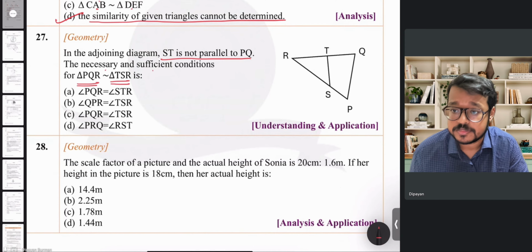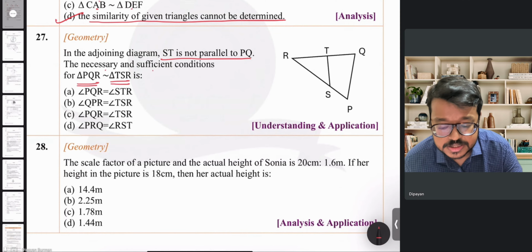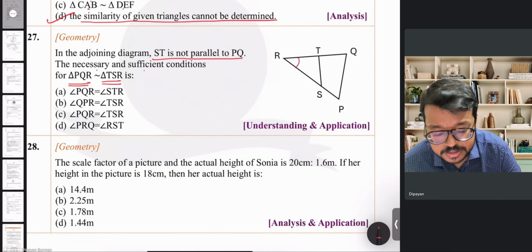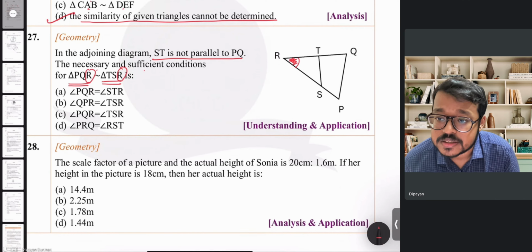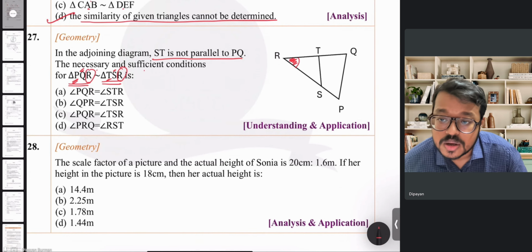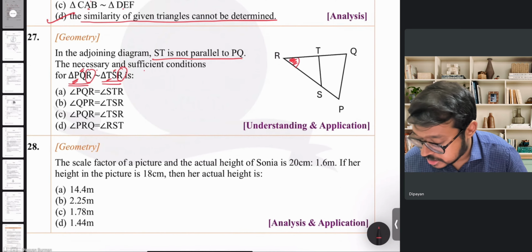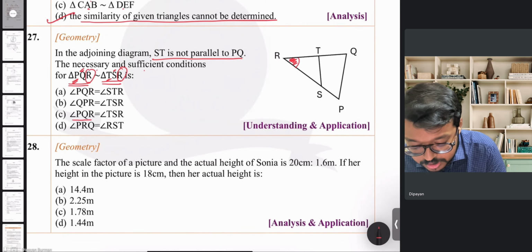Now, if they are similar, then I should have corresponding pairs of angles equal. Now, out of these two triangles, anyway, I know that angle R is a common angle. So that is going to be equal anyway. So angle R is common. It's in the third letter. So I have to look at either proving angle P and angle T are equal, or angle Q and angle S are equal. Only then I can say that the two triangles are similar. So if I look at all the options, I will see that for option C, I have PQR equal to TSR.